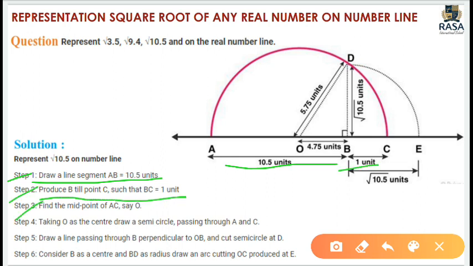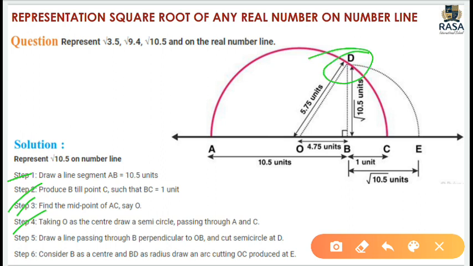Then what will we do? We find the midpoint of AC. In the third step we find the midpoint of AC. Then in the fourth step we take O as center and draw a semicircle with radius OA or OC. Then we draw a perpendicular on line segment OB at point B, which cuts the semicircle at D. Now BD is your root over 10.5.